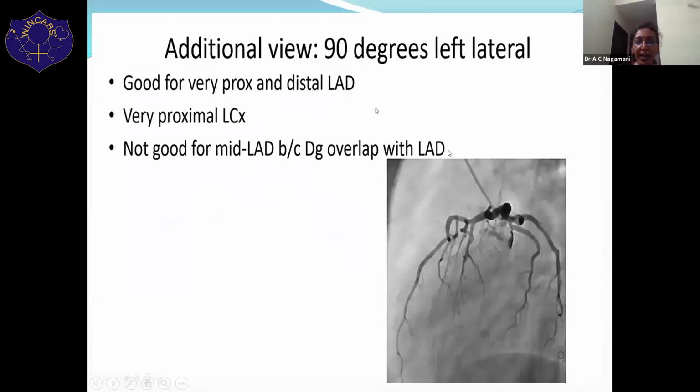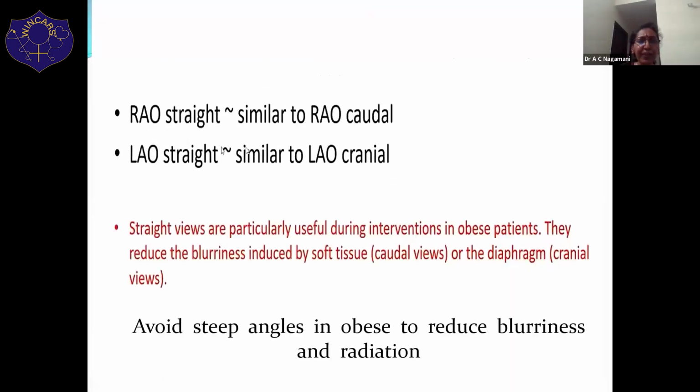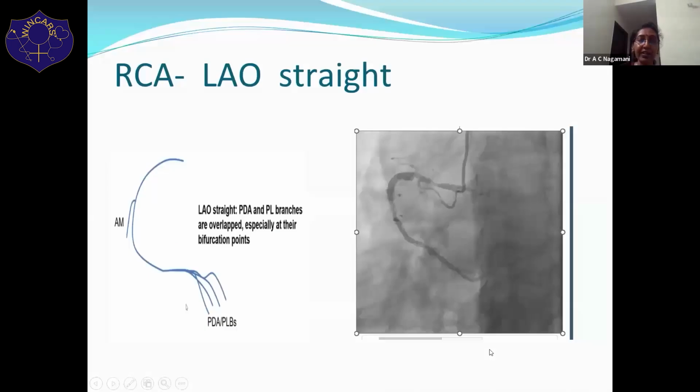So what are the additional views? Like we have left lateral, again the radiation is more. This is good for proximal and distal LAD. Aravostraight view is similar to aravocaudal, and elevostraight views are similar to elevocranial. These views are particularly useful for interventions in obese patients because they reduce the blurriness induced by soft tissue and the diaphragm. So avoid steep angles in obese patients to reduce blurriness and radiation.